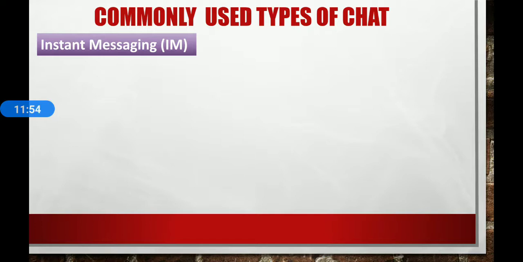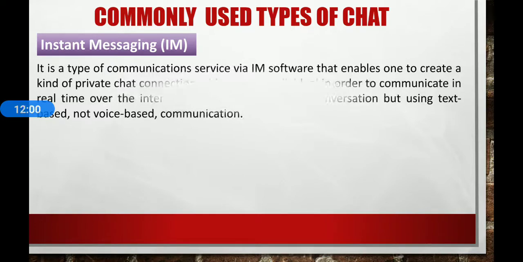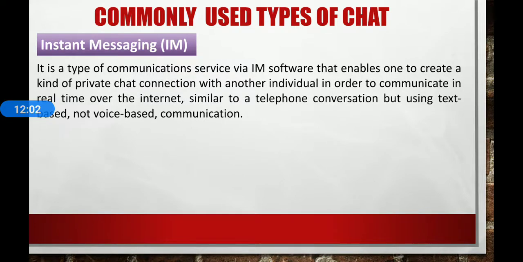First one, instant messaging. It is a type of communication service via IM software that enables one to create a kind of private chat connection with another individual in order to communicate in real time over the internet. Similar to a telephone conversation, but using text-based, not voice-based communication. The most popular form of IM is instant messenger, such as AOL Messenger. Messenger software allows anyone who downloads their free software to choose a nickname and chat with anyone else with the same messenger software directly. Even programs like Skype also offer such a facility.